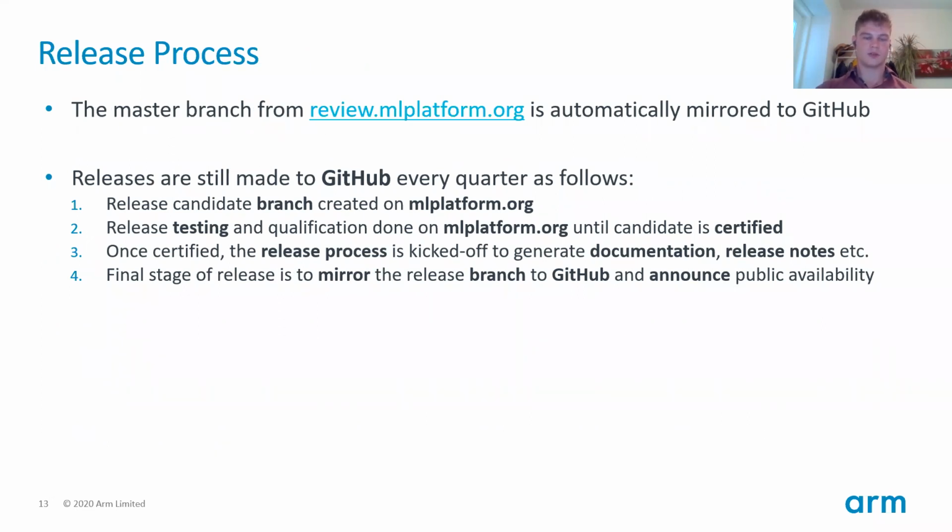So the release process, as I touched on in the previous slide: the master branch from review.mlplatform.org is automatically merged to GitHub. So all our reviews are done on ML platform, and when a patch is merged, that patch is merged to the branch that's shown in GitHub. And releases are still made to GitHub every quarter as follows. The release candidate branch is created on ML platform. Release testing and qualification is done on ML platform until the candidate is certified. Once certification is complete, the release process is kicked off to generate documentation and release notes. And the final stage of release is to merge the release branch to GitHub and announce public availability.